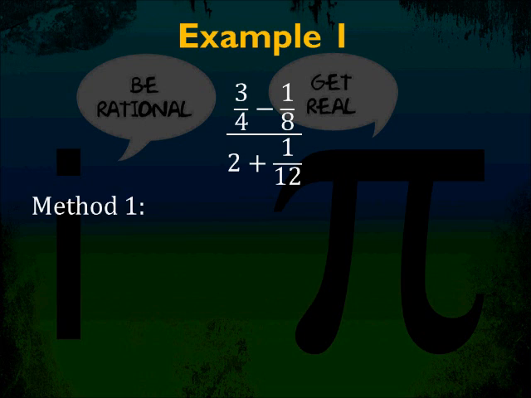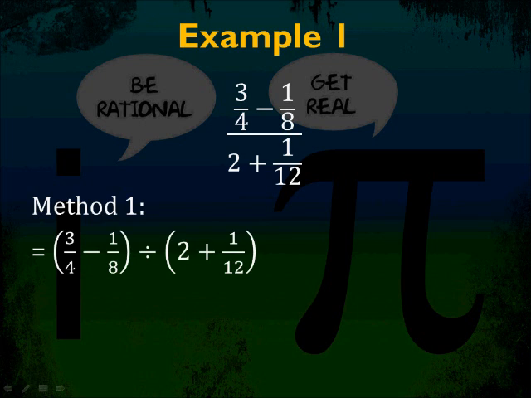Let's start with example 1. You see the fraction before you. So if we are to use method 1, what you want to do is take the top fraction, 3/4 minus 1/8, convert that to one fraction. Take the bottom fraction, 2 plus 1/12, and convert that to a fraction. And then you're going to multiply the top fraction by the reciprocal of the bottom. So let's see how this works. So we're going to do 3/4 minus 1/8 divided by 2 plus 1/12.